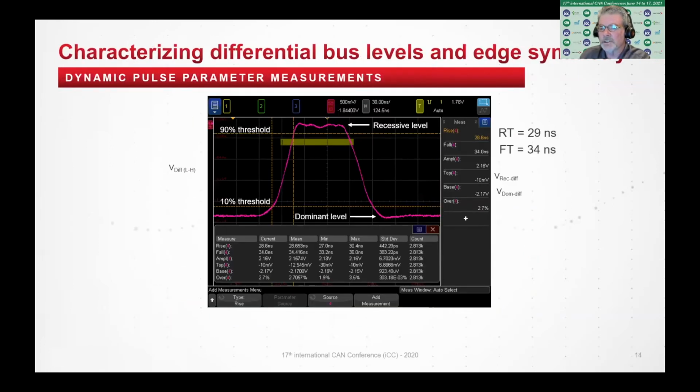So for our last measurement on this segment, I'm just showing the recessive bit on the differential bus, and I'm making multiple parametric measurements, rise time and fall time. Here you can see we have a faster rise time than fall time by about 5 nanoseconds. We're also measuring the recessive level, which on the scope is called V-top. It measures approximately 0 volts. And the base level, which is the dominant level, measures about minus 2.2 volts.